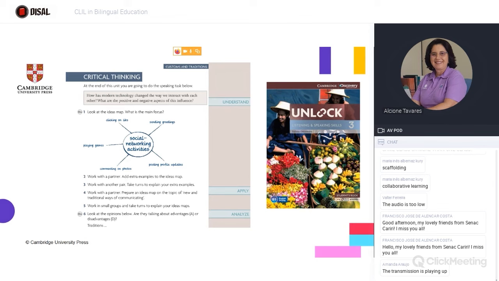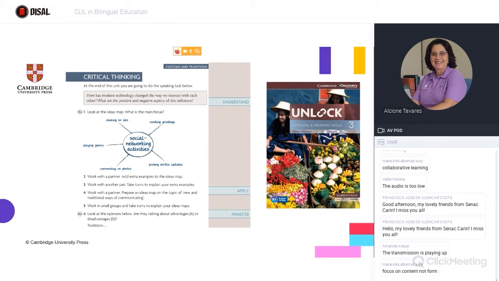4 and 5. Now, at the end of the last activity on this page, which is 6, involves analyze. Now we're talking about HOTS, higher order thinking skills. So we want students to not only master academic English, but also develop critical thinking.